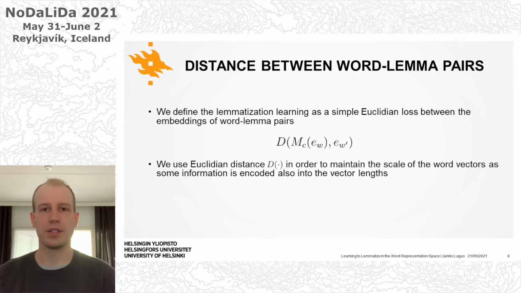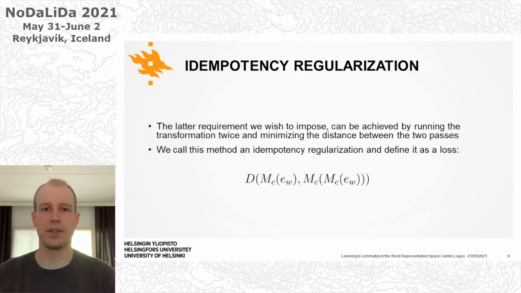The first part of this is, of course, that you have to have some kind of distance. We just used a simple distance metric here, choosing the Euclidean distance because it preserves the scale of the embedding, so it retains in some sense more information. So the first part is that we use the model defined previously to transform the embedding as close as we can to the embedding of its paired lemma, and minimize the distance between them. Then the latter part of the loss function we define is the idempotency regularization.